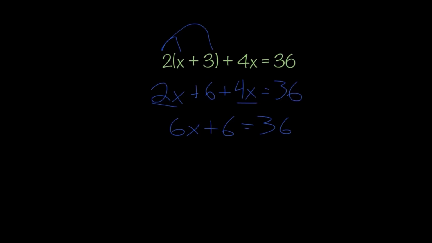Next, add or subtract your constants. Subtract 6, subtract 6, you get 6x equals 30, and then you divide by your coefficient. Divide by 6, cancels out, you get x equals 5. There you go.